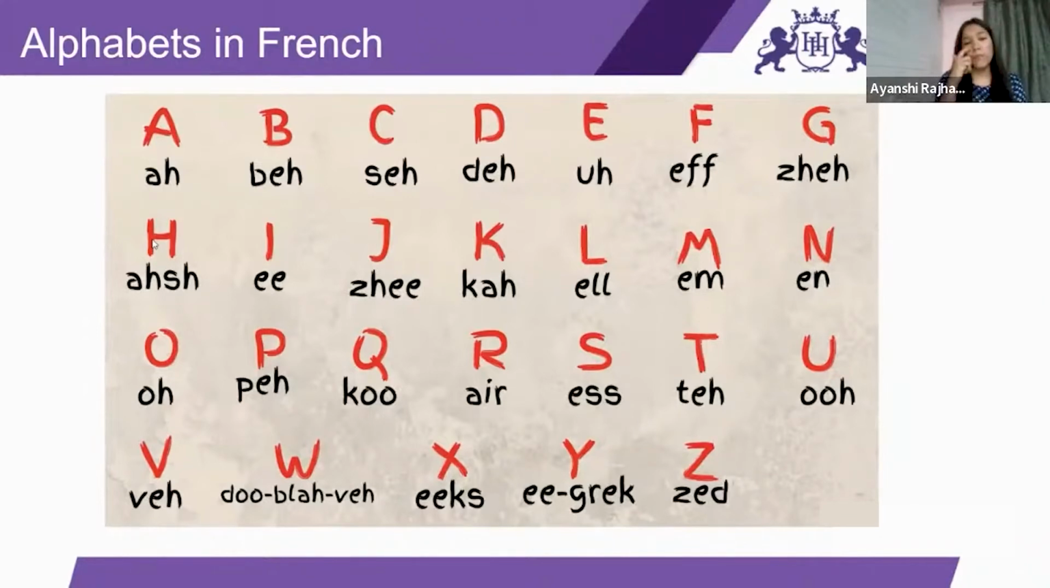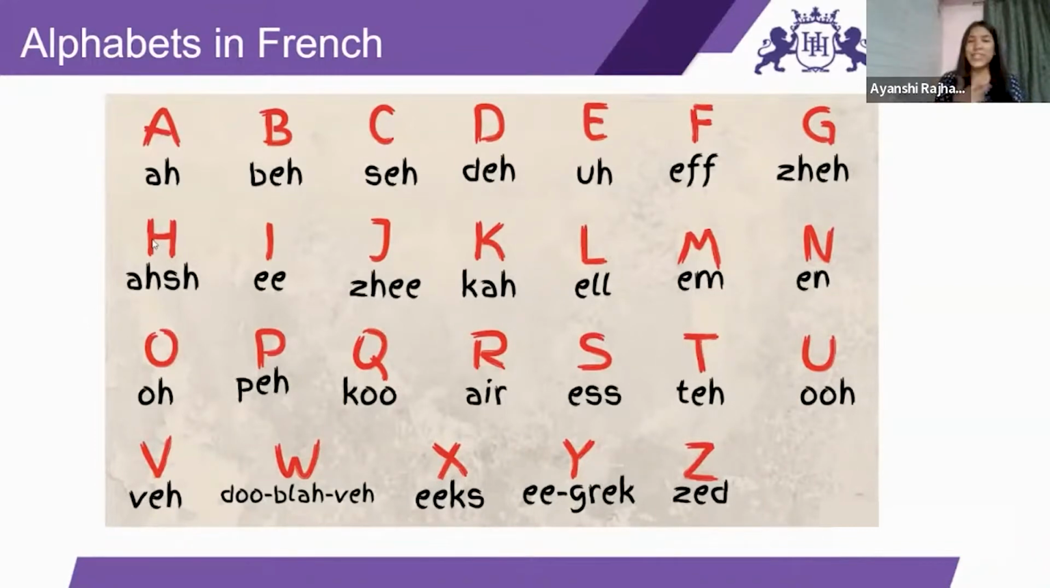The pronunciation of P in French is P. Okay. After P, the next alphabet that we have with us is the Q. The pronunciation of Q in French is Q. Look at my lips, guys. It should be rounded. Okay. Q.